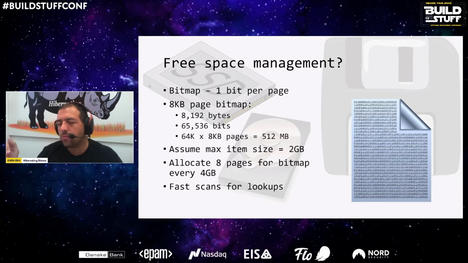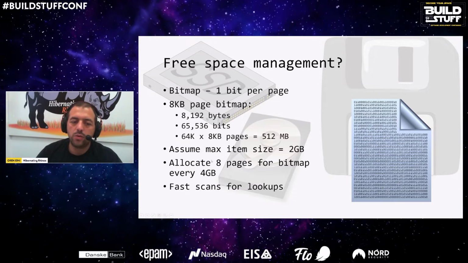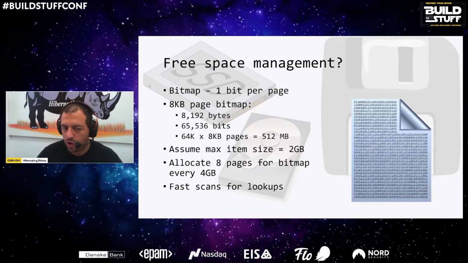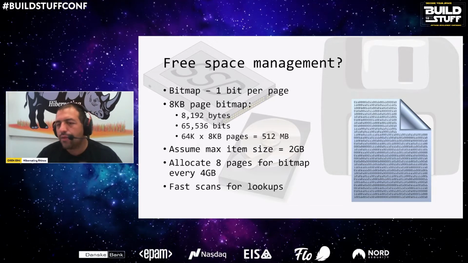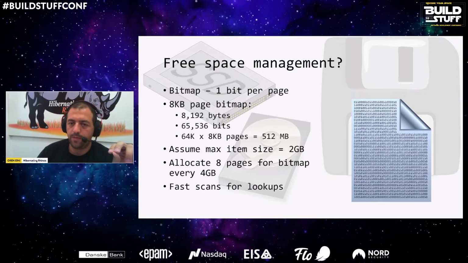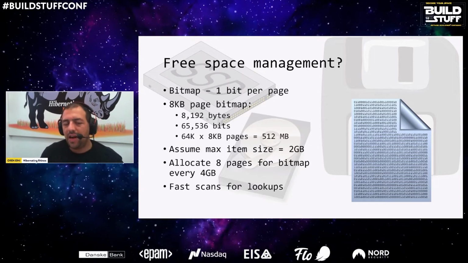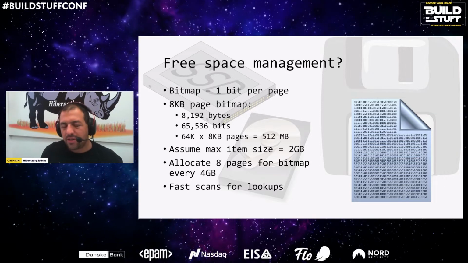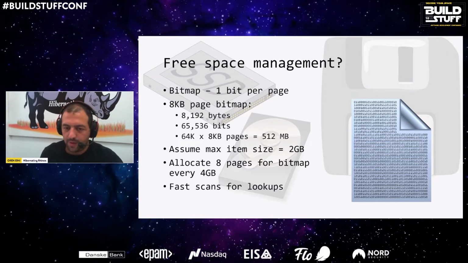There is another aspect of why I might want to allocate a bitmap for every 4 gigabytes in a file. The answer is: what happens when you delete data? Let's assume that I've now written, I don't know, 100 gigabytes of data, and now I started deleting all of the data. What happens then?